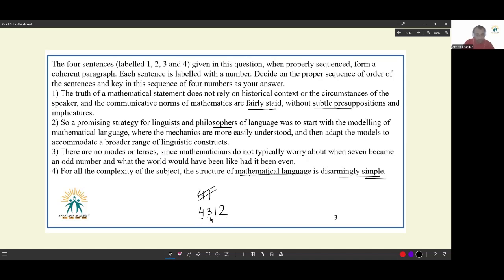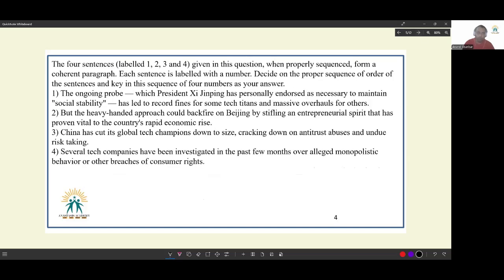This says it is simple. This gives us a reason why it is simple. This gives us an additional feature of its universality. And this gives us, because of these 2 reasons, why it is used as the base model on which further linguistic constructs will be built. So the correct answer to this will be 4, 3, 1, 2. Okay.